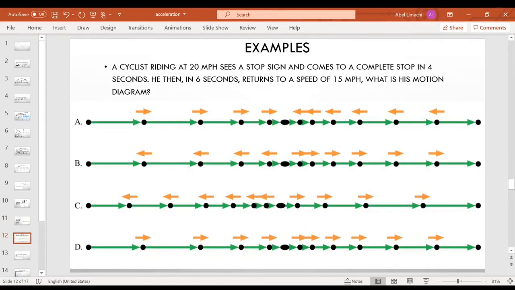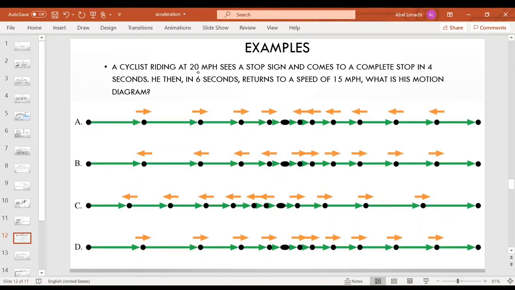Alright, a cyclist riding at 20 miles per hour sees a stop sign and comes to a complete stop in 4 seconds. He then, in 6 seconds, returns to a speed of 15 miles per hour. What is his motion diagram? Okay, let's think about this.